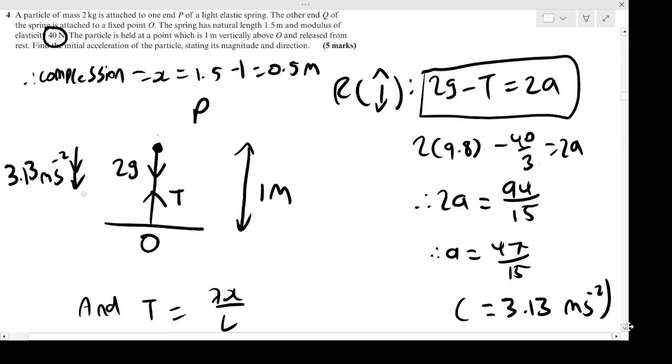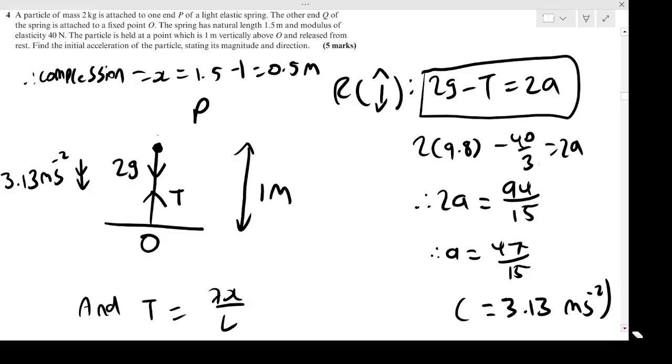Again, if you instead assumed perhaps the acceleration's upwards, you'd get minus 3.13. So you'd have to flip the acceleration downwards to make it positive. Okay, so either or, no matter what direction you took, you should at the end confirm it's going downwards.